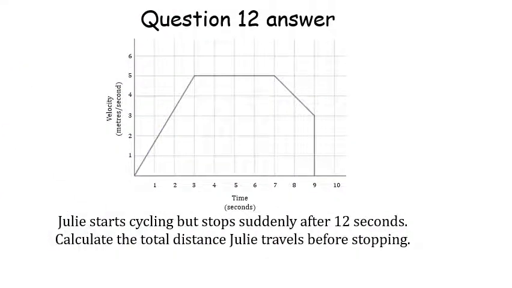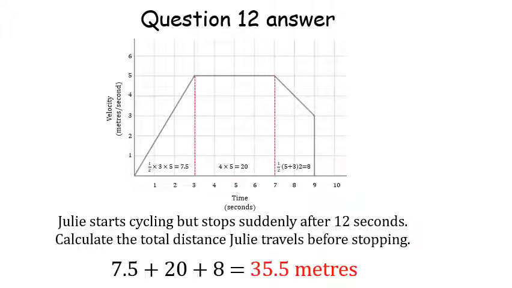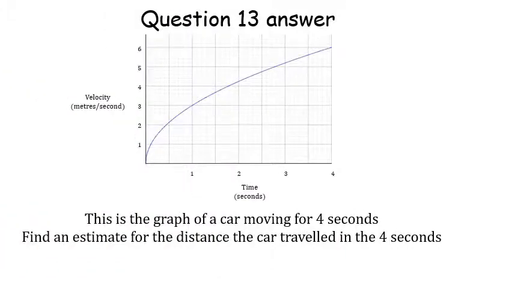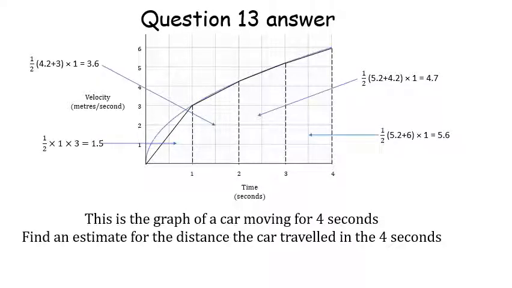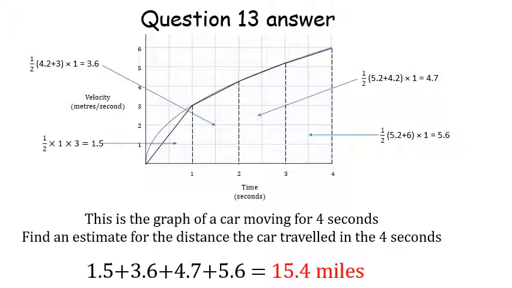Question 12. In order to find the total distance Julie travels before stopping, we need to find the area under the graph. In this case, they all add up to 35.5 metres. Question 13. In order to find the distance the car travelled, we split the area under the curve into a triangle and 3 trapeziums. This will be an underestimate as the area under the curve is larger. In this case, our estimate for the distance the car travelled is 15.4 miles.